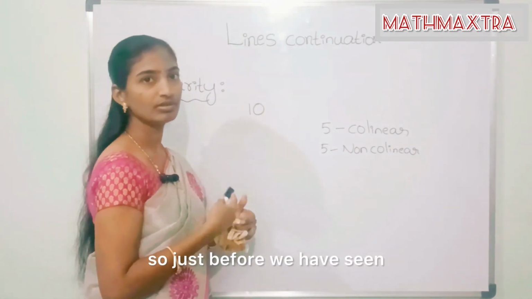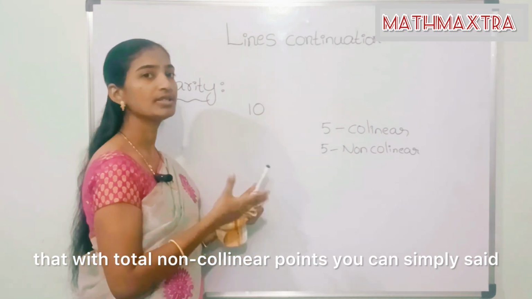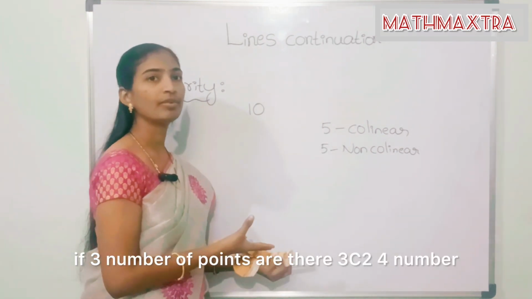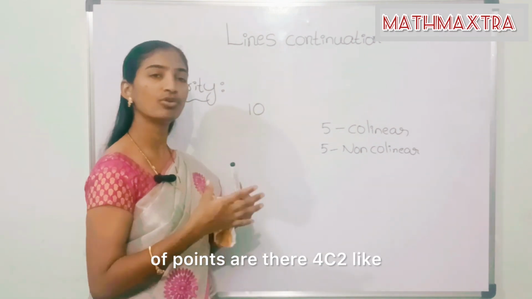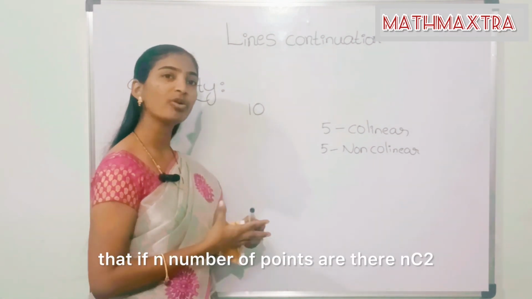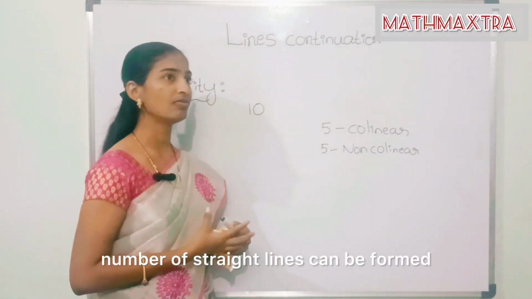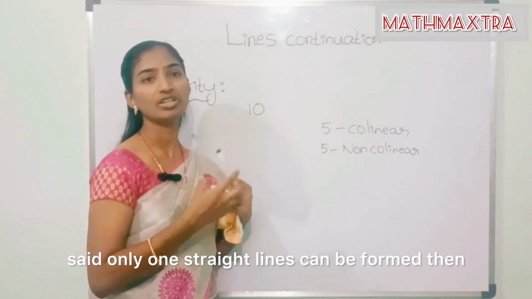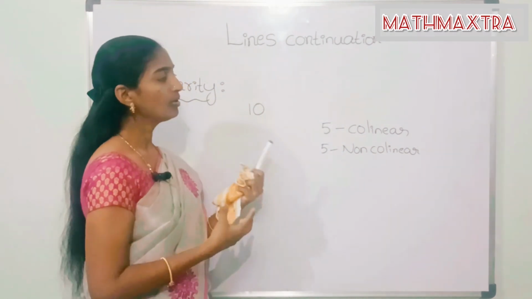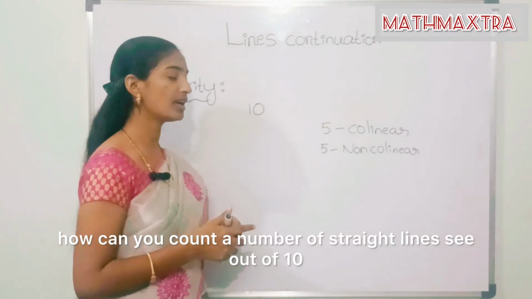Just before, we have seen that with non-collinear points, if 3 points are there, 3C2; if 4 points are there, 4C2. Like that, if n points are there, nC2 straight lines can be formed. If those all are collinear, only one straight line can be formed. Then with this combination, how can you count the number of straight lines?